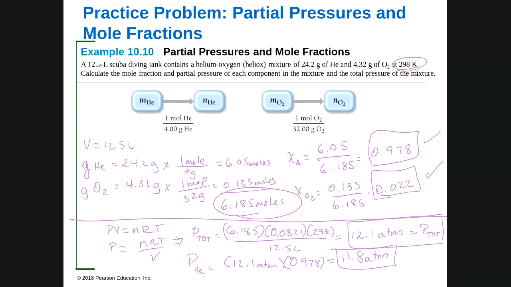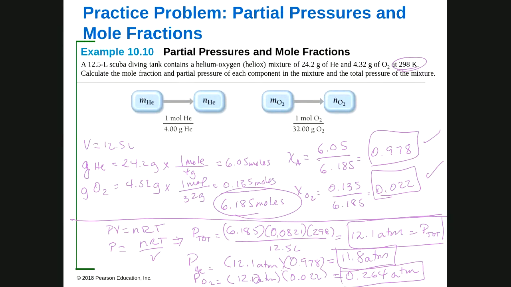And then the pressure of the oxygen is 12.1 atmospheres times 0.022, which is going to be 0.264 atmospheres. And if it doesn't come out to exactly 100.00, that's okay.